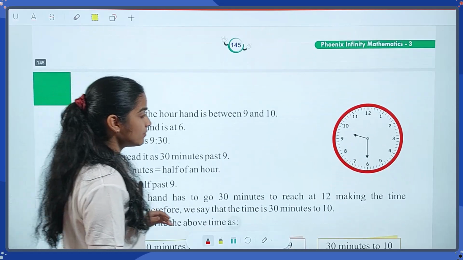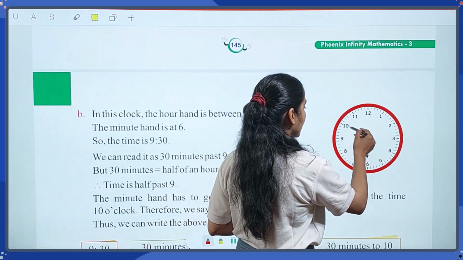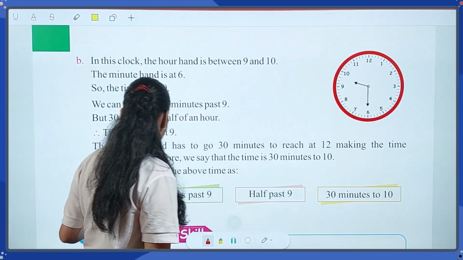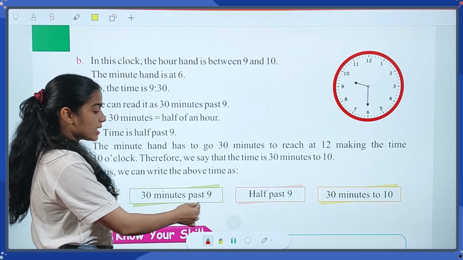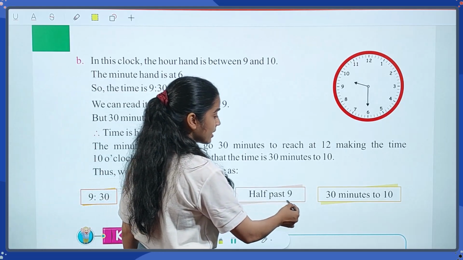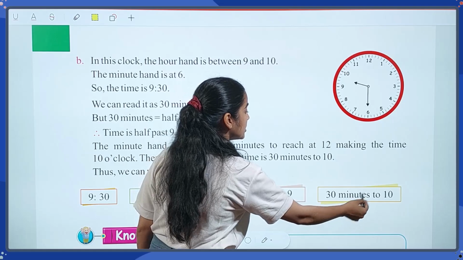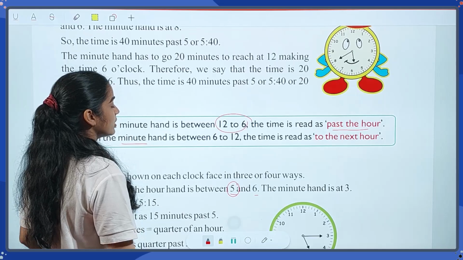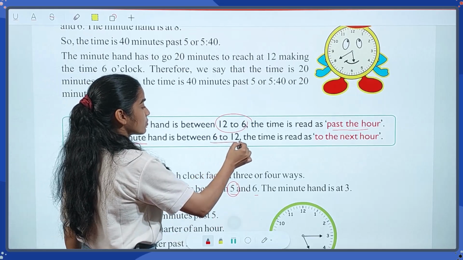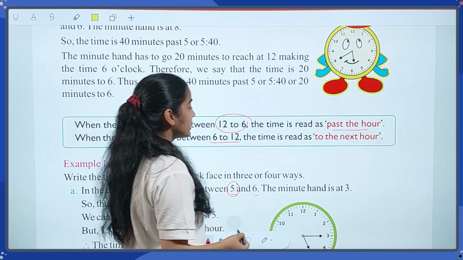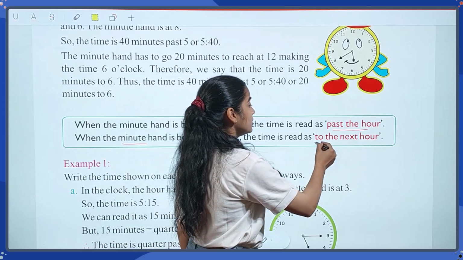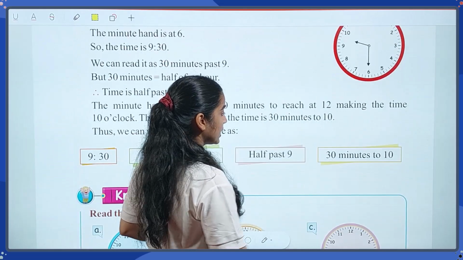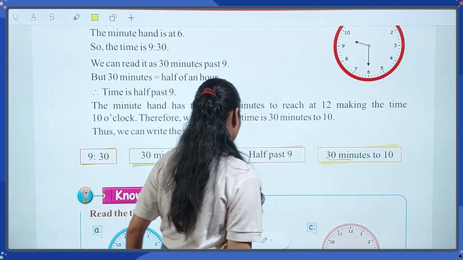Now next we have the hour hand between 9 and 10 and the minute hand at 6, which means 9:30, 30 minutes past 9, and half past 9, and you can also write it as 30 minutes to 10. Okay, because in this section our minute hand is between 6 and 12. So when our minute hand is between 6 and 12, how do we represent it to the next hour? How many minutes are left to 10? 30 minutes to 10. Okay.